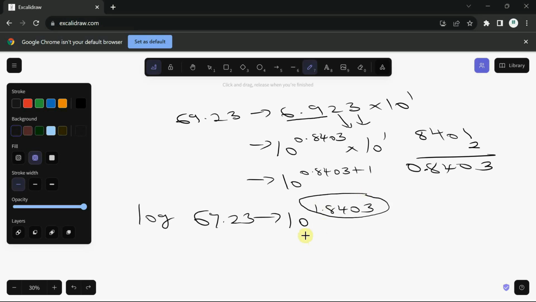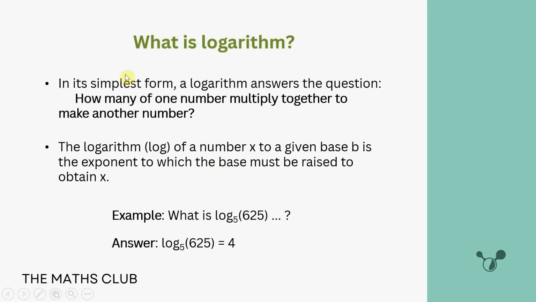So we're saying the log of 69.23 is always going to be the power. Do you get? It's going to be the power. So how is it going to be the power? That means the answer is 1.8403.